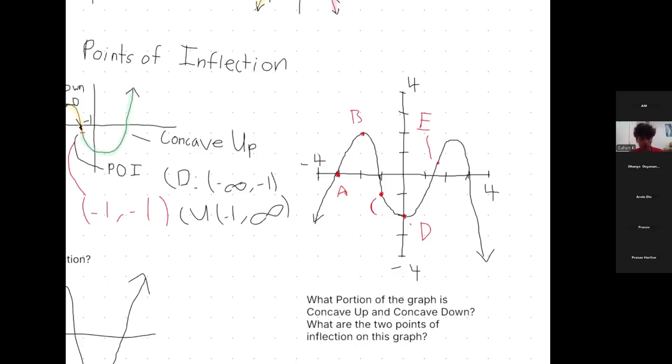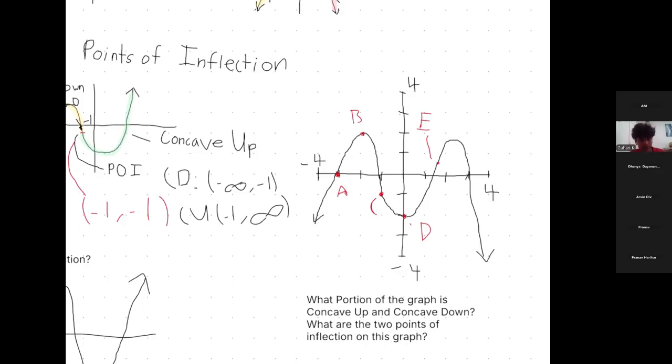First of all, it asks us what portion of this graph is concave up and concave down. If we look from negative infinity here, it looks like the rate of change is decreasing, because first we're going up and then we start going down, which means the rate of change is decreasing here, and therefore the graph is concave down at the start from negative infinity. So negative infinity to A to B, and B to C.